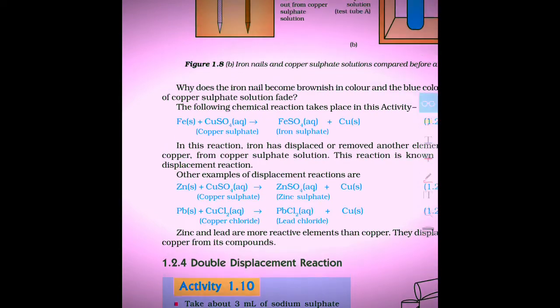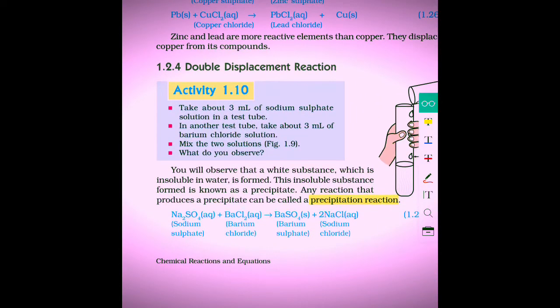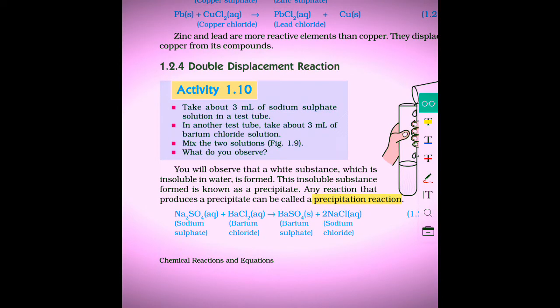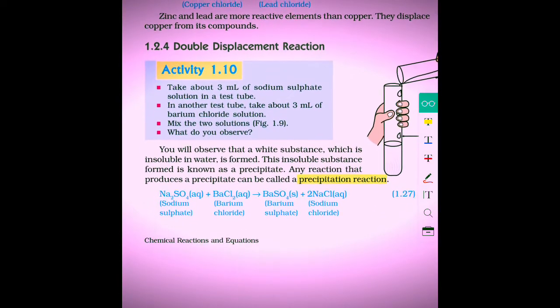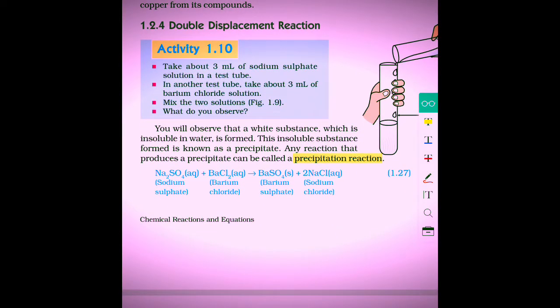Now let us move further to double displacement. Take about 3 ml of sodium sulfate solution in a test tube. In another test tube, take about 3 ml of barium chloride solution. Mix the two solutions. What do you observe? You will observe that a white substance which is insoluble in water is formed. The insoluble substance is known as a precipitate. Any reaction that produces a precipitate is known as a precipitation reaction.